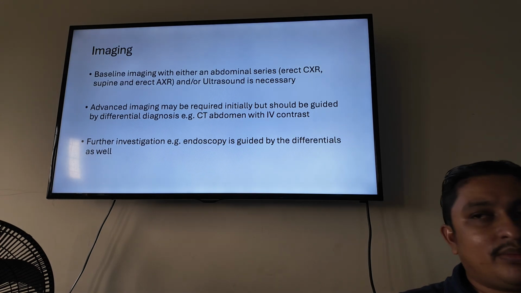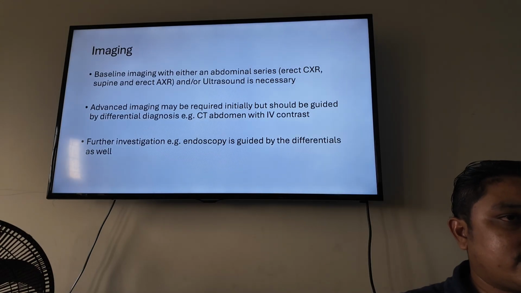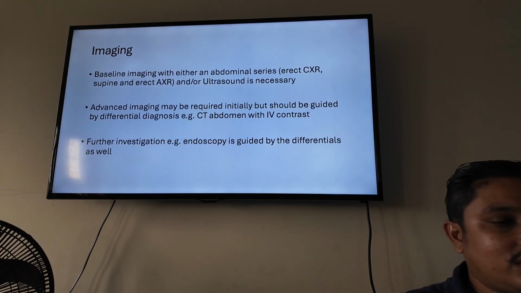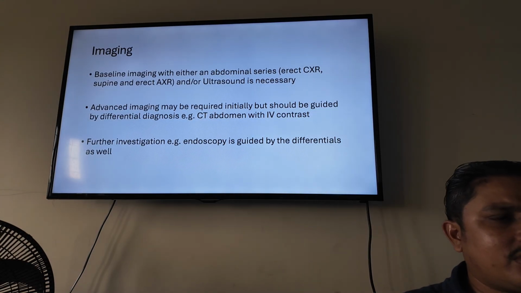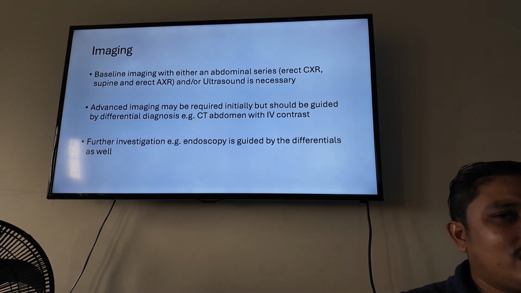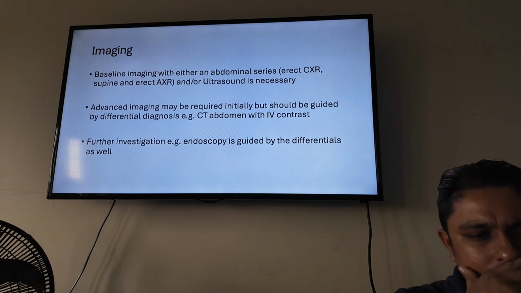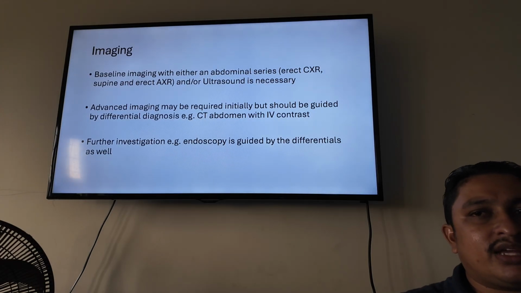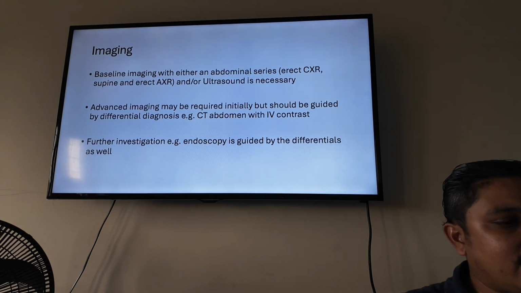Try to get baseline imaging. Get your abdominal series. I think everybody here is familiar with the abdominal series, right? Erect chest, supine, and erect abdomen, right? Always ask for the series. Don't ask for just a random abdominal x-ray. It's not really going to help. It's just a one-time shot, and it's not giving you sufficient information to get to any kind of diagnosis.